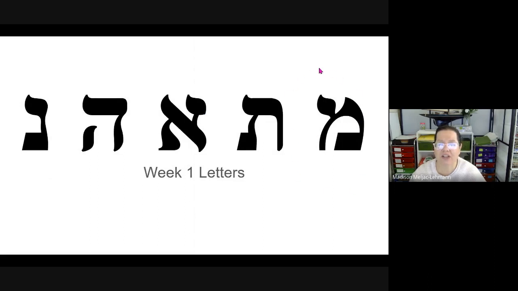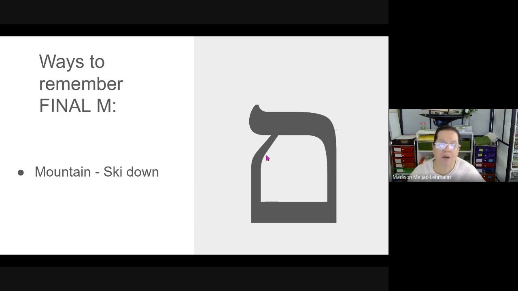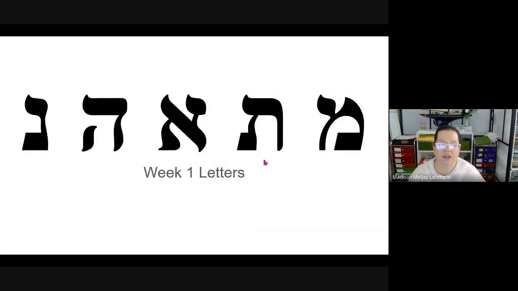Okay, here's our letters again in our standard easy text block print method, or block script, to learn them. And week 1 was mem, tav, aleph, hey, and noon. And again, here's the mem with the hole, and you're either skiing down or there's your tree in the water or the mountain and the molehill. And then again, here's your mem all closed. So one last look at them.